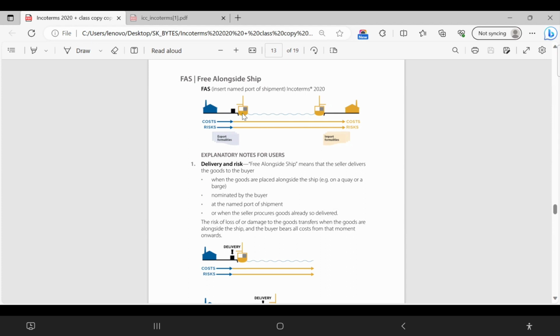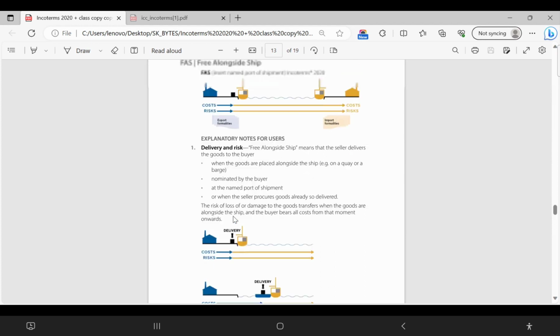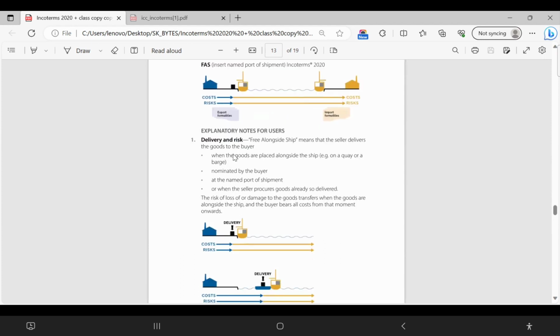So that means the shipment is coming from one country to another country, and again, it is not loaded and it is moved to some different country. So even for that matter, if the goods are procured this way, the goods have to be placed alongside the ship. Now, this is very important. Delivery happens here under FAS. When the goods are placed here, the delivery happens there.